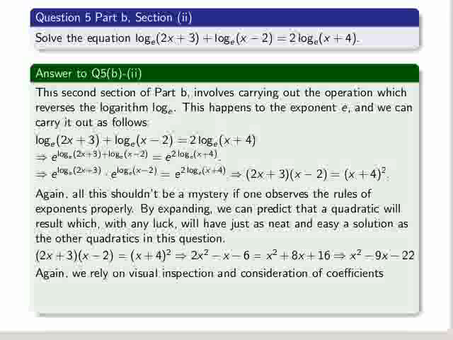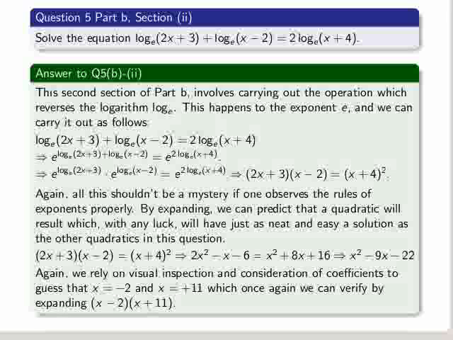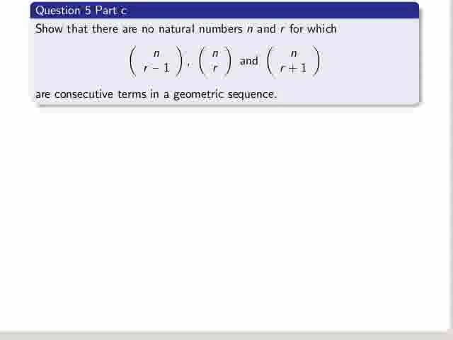minus 22. Again, we rely on visual inspection and consideration of coefficients to guess that x equals minus 2 and x equals plus 11, which once again we can verify for the third time in this question by expanding x minus 2 multiplied by x plus 11. Okay, so we move on to part C, which is a geometric series question.